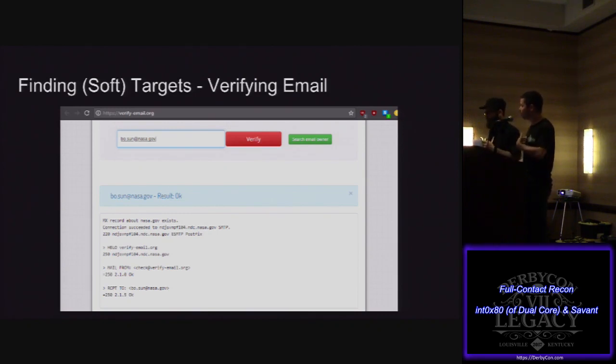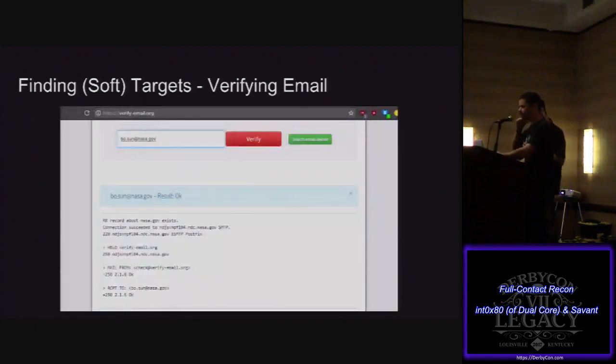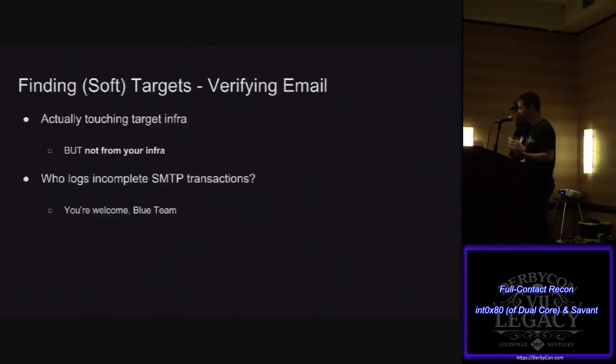This is trivial to do. Verifyemail.org, and you can see this is doing a RCPT TO in the SMTP protocol. You can do a VRFY if you want. But the point to note here is that there is an actual connection being made into the target SMTP mail server, right? So at that point, unless the mail server is hosted somewhere else, like they're doing hosted email, you are actually touching the target infra. Not from your own infra though. This is like a website.